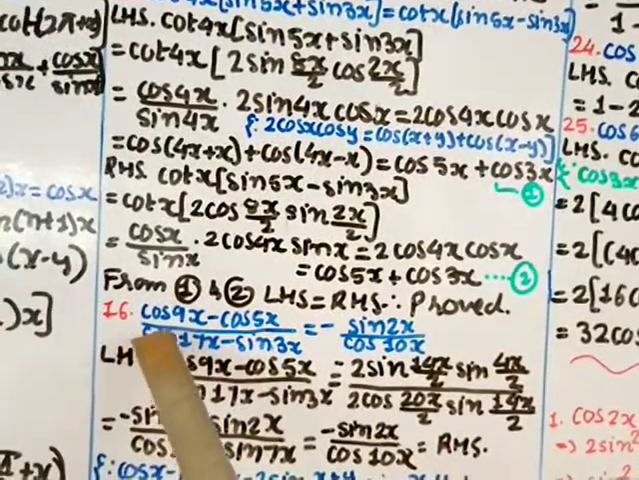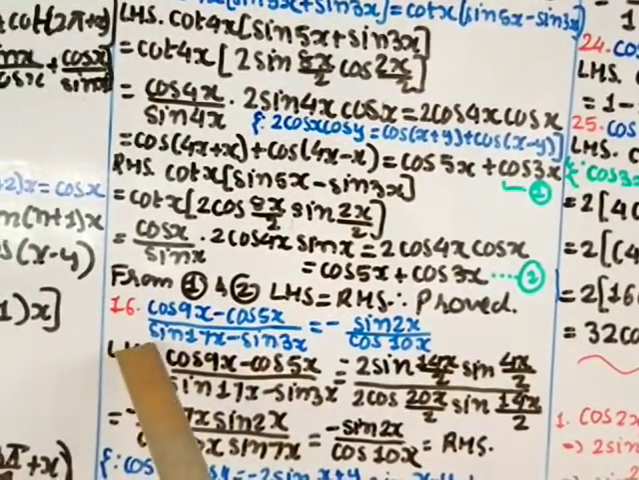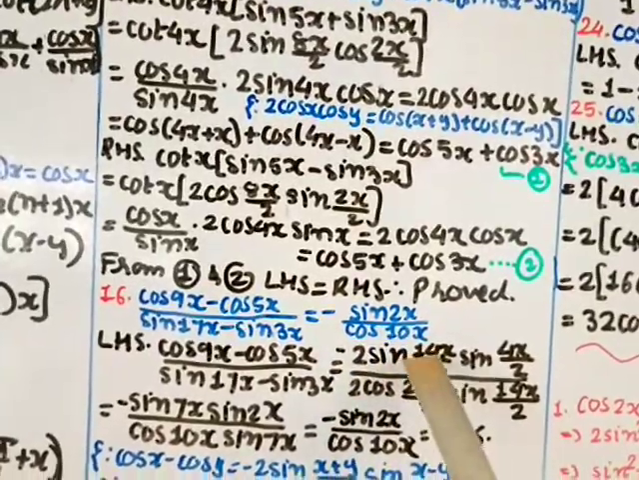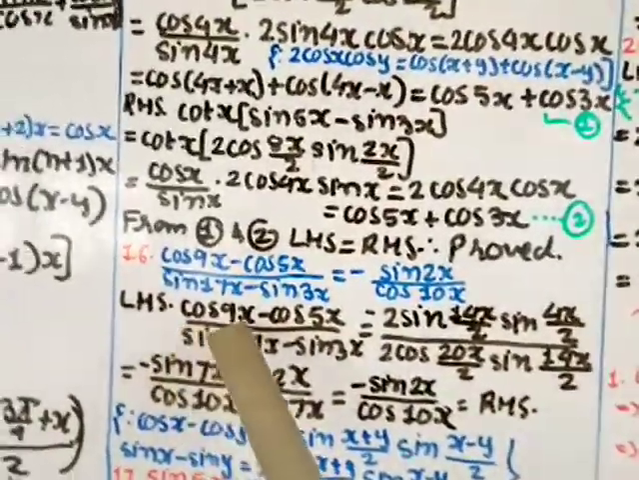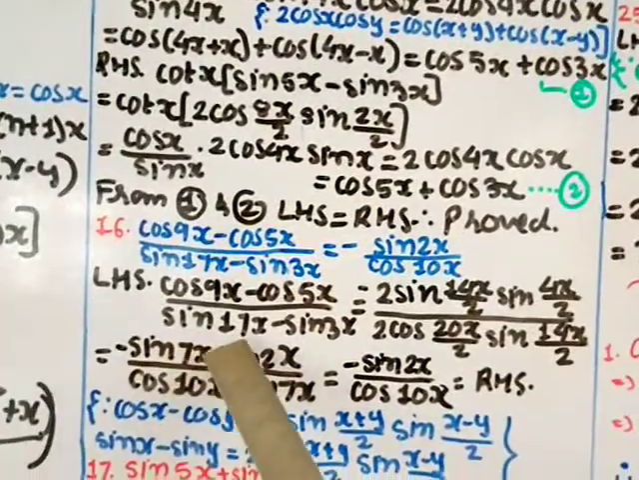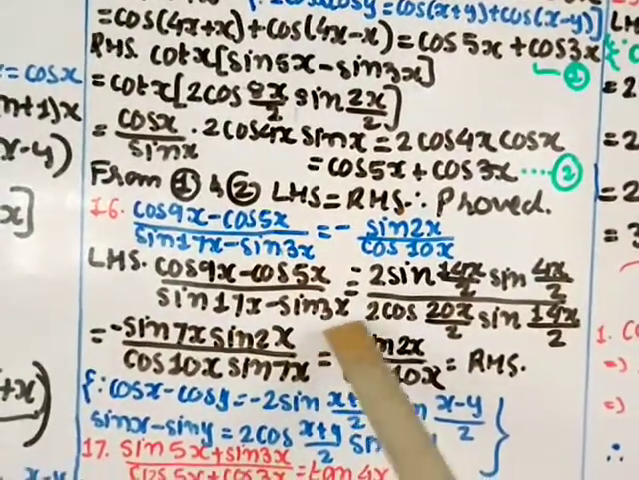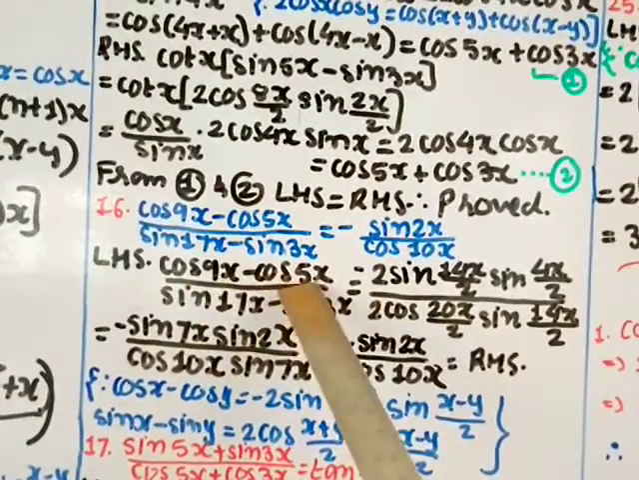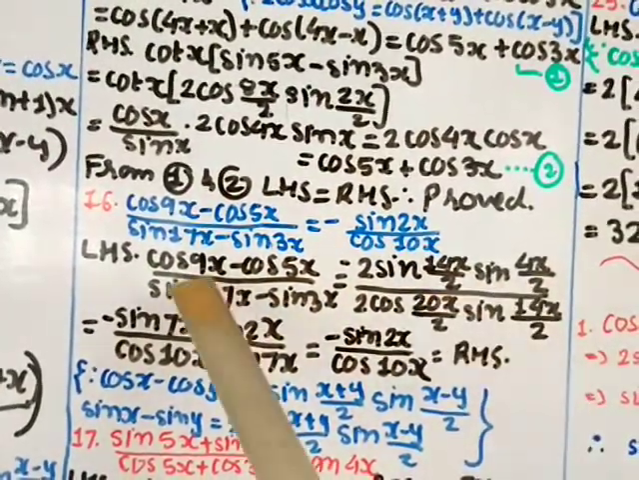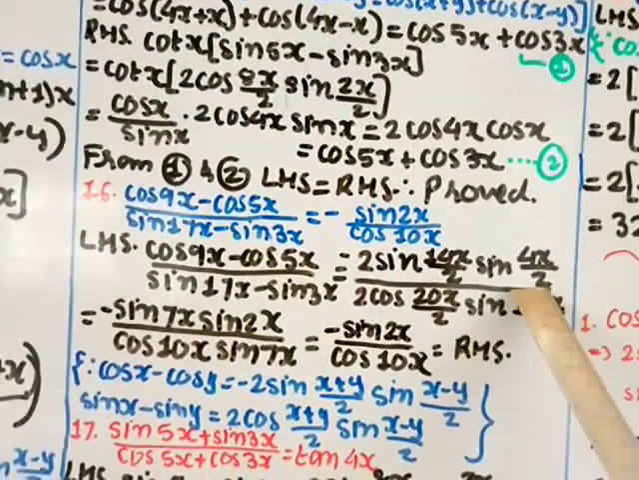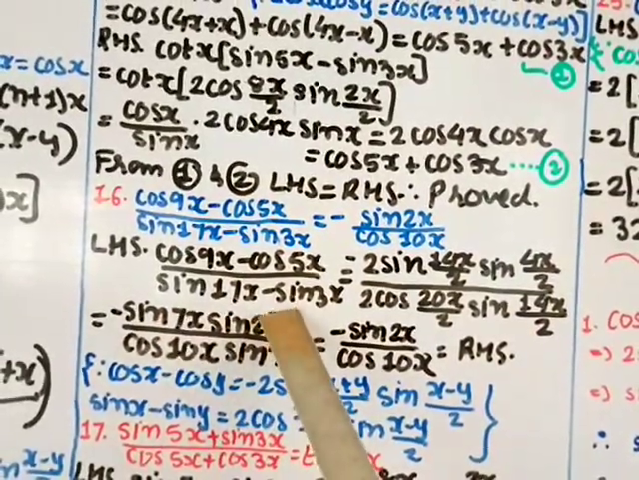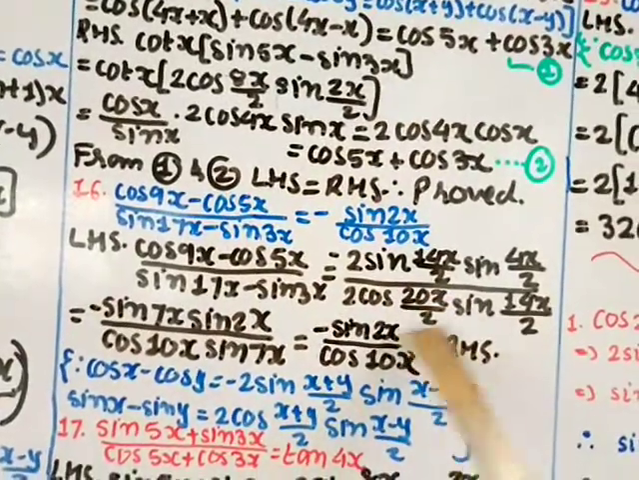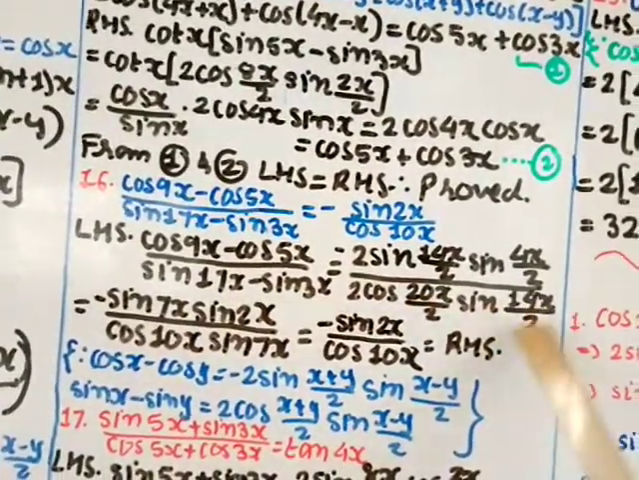Number 16, (cos 9x minus cos 5x) divided by (sin 17x minus sin 3x) equal to minus sin 2x by cos 10x. Left hand side: (cos 9x minus cos 5x) divided by (sin 17x minus sin 3x). This formula gives minus 2 sin (9 plus 5)x by 2, that is 14x by 2, into sin (9 minus 5)x by 2, that is 4x by 2, divided by, for sin minus sin, 2 cos (17 plus 3)x by 2, that is 20x by 2, into sin (17 minus 3)x by 2, that is 14x by 2.